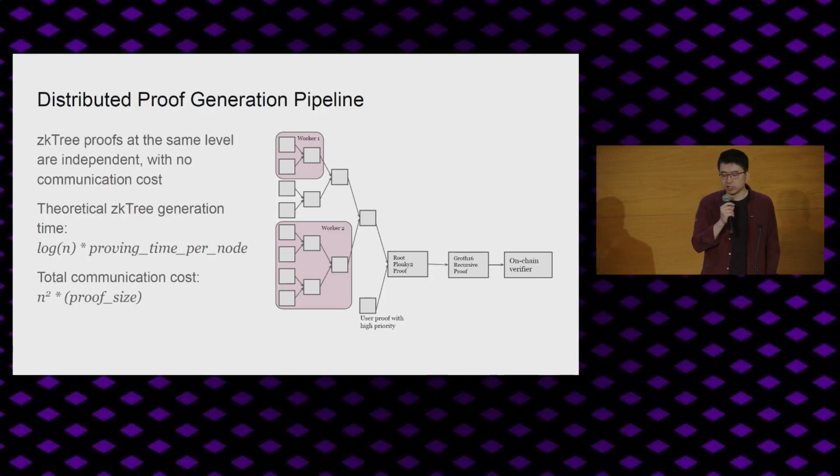We also prototyped the distributed proof generation pipeline. In zkTree, the ZK proof generations at the same level are independent, so there's low communication cost. And in theory, the zkTree generation time is log n multiplied by the proving time per node, which is 1 second. The total communication cost is n multiplied by the proof size, which is around 130K.